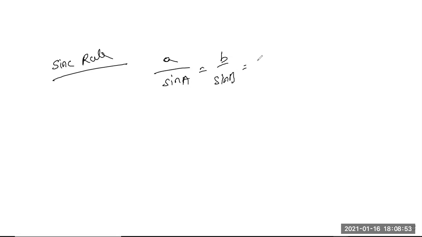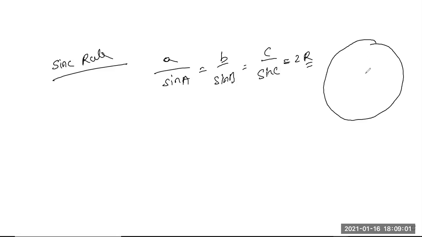The other thing is the sine rule, which I already mentioned. In the sine rule, a by sin A is equal to b by sin B is equal to c by sin C is equal to 2r. Here r is the circumradius, the radius of the circumcircle of the triangle.